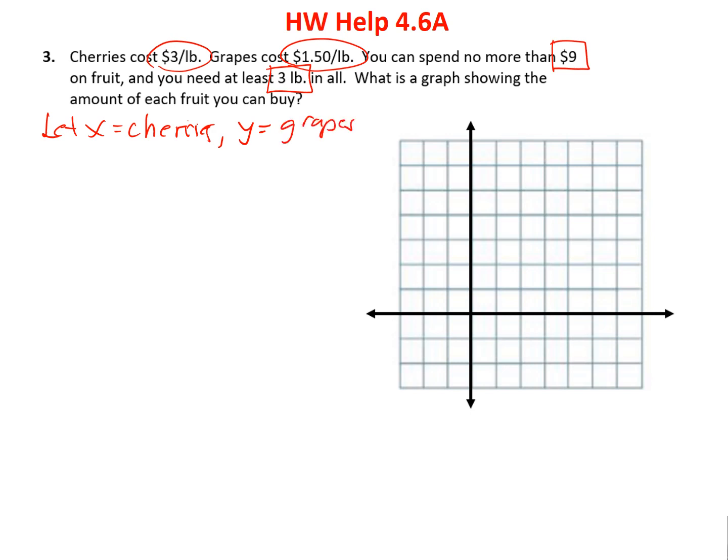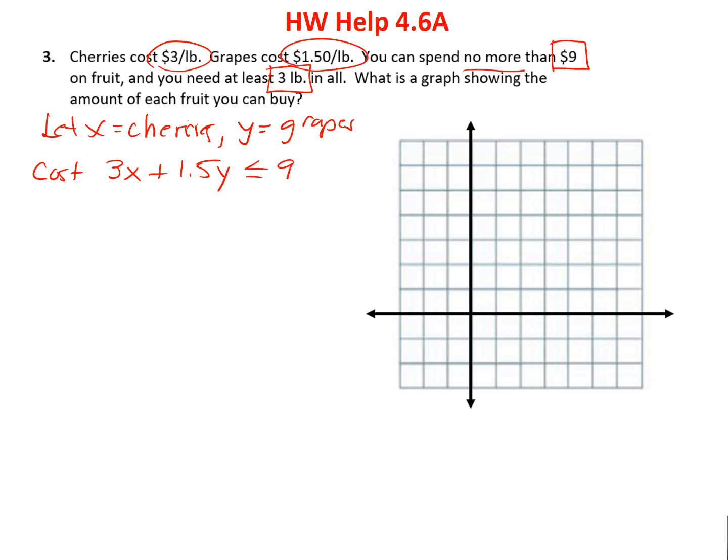Okay, so what's my cost? First of all, my cost for every pound of cherries is $3, so that's going to be 3x plus 1.5 times y. Grapes are $1.50, and it can be no more than $9. So no more than means it can be $9, but it can't be more than that. So it has to be less than or equal to $9.